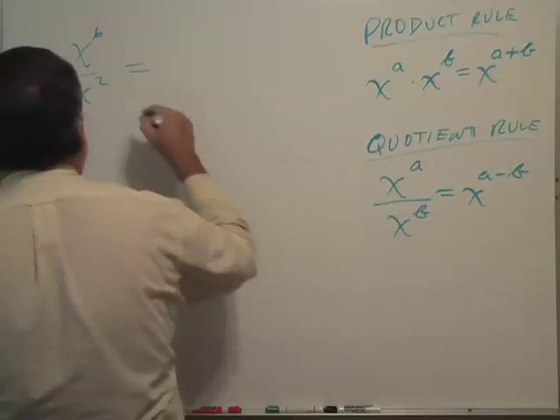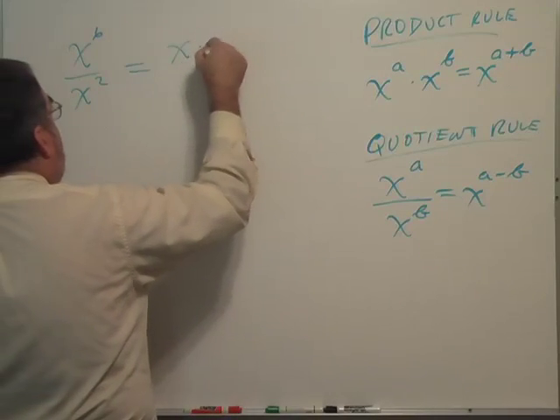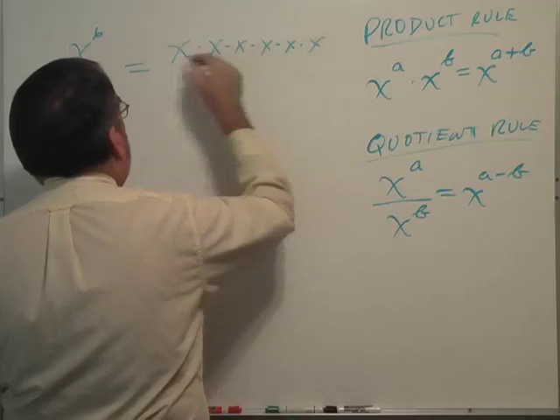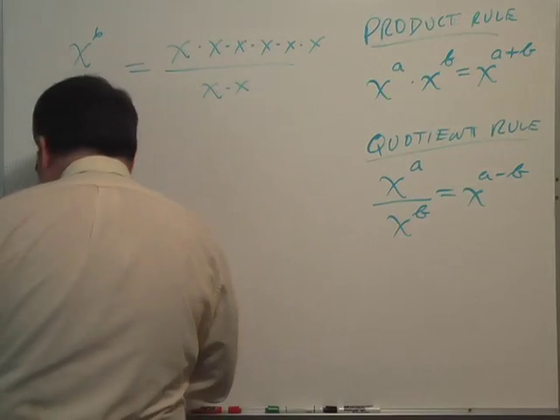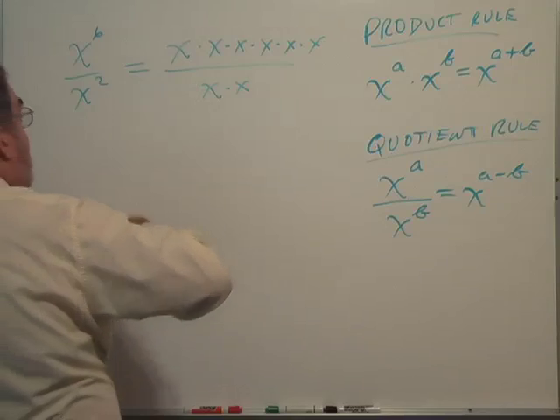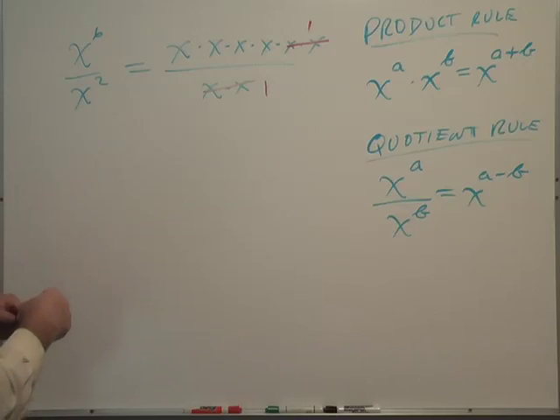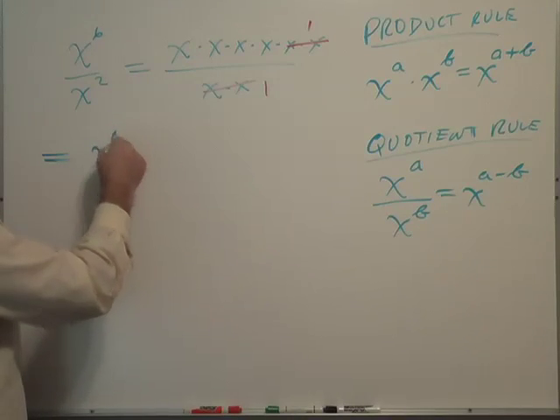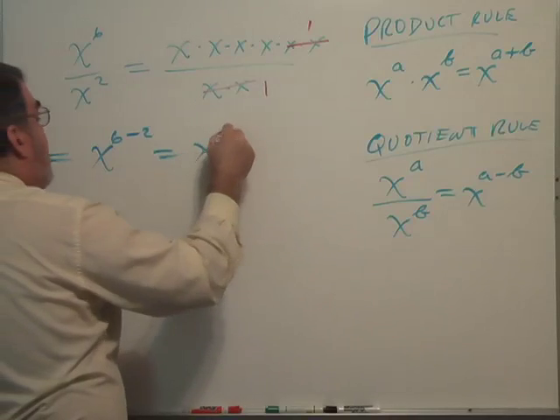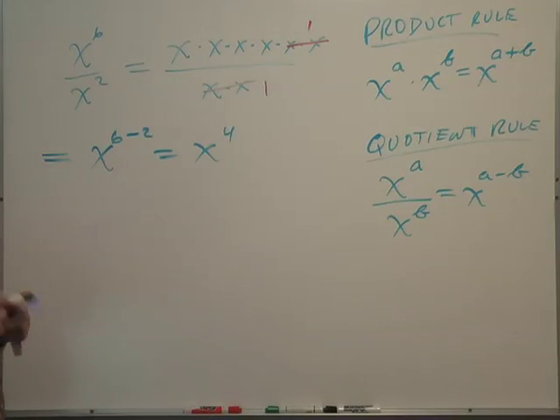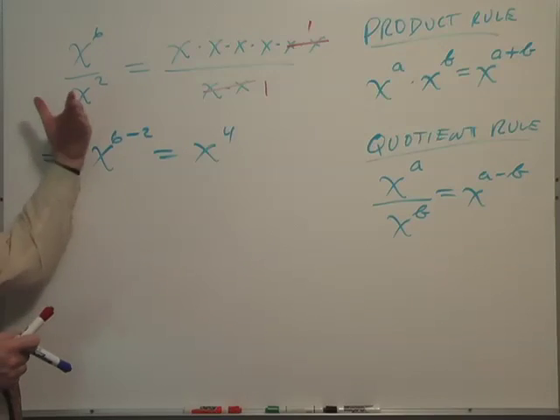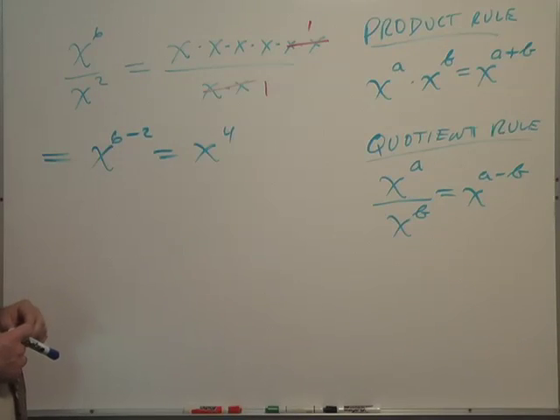But you can see that the top is a product of 6 x's. The bottom is a product of 2 x's. And 2 of these will cancel out, leaving 4 left over. So it's x to the fourth, isn't it? Now you normally would not do this. We would write x to the 6 minus 2, x to the fourth power. So the quotient rule, you subtract exponents. The product rule, you add exponents. Subtracting is top minus bottom.